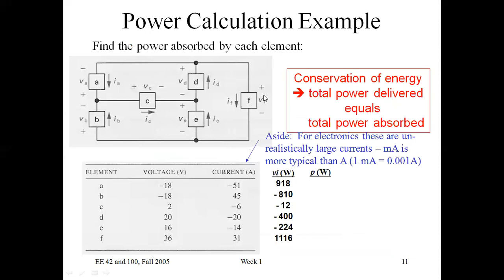For the power calculation, every element consumes power. So you can find out the power consumption of each and every element by simply finding the current flowing through that particular element and giving the sign convention to that element, and you can easily get the power consumption of each and every element in this circuit.